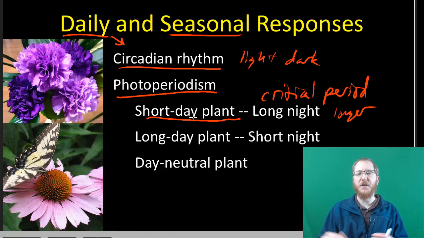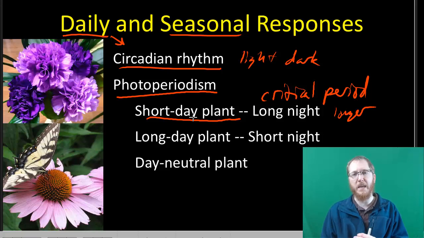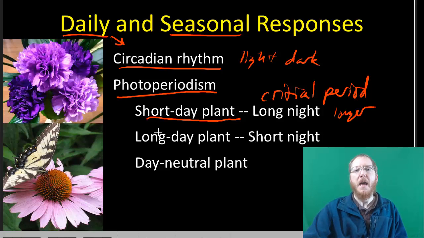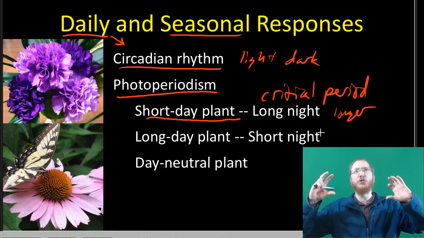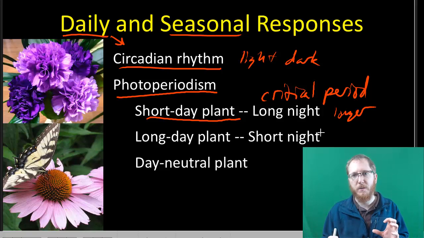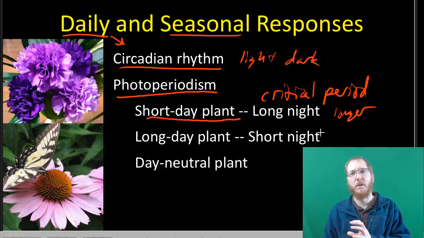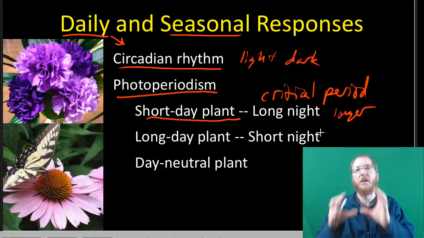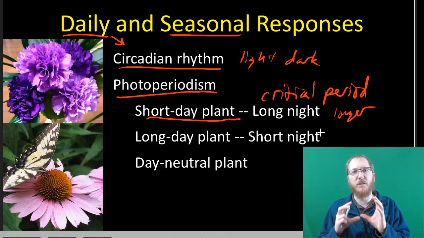So you might say if the night gets to be longer than 10 hours, I'm going to flower. That would be a short day plant. I know it says short day, just think the reverse. It's actually a long night. And then the long day plant is actually a short night plant. So it might say if the night is shorter than 14 hours, then I'm going to go through and I'm going to flower. Could be shorter than 10, doesn't really matter, but it's shorter than some critical amount of time. That's when it starts to flower.